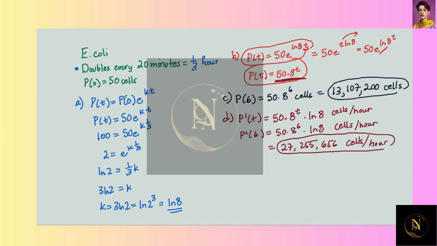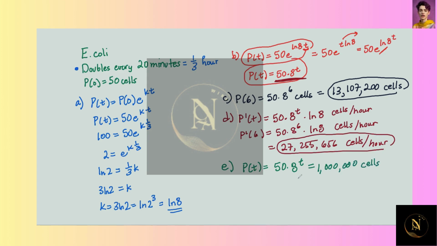Okay, so last part now, let's do part E. Now we are going to figure out how long it takes to get to 1 million cells. So we're going to set our function, our P of t, which is 50 e to the ln of 8. Actually, I'll use the second one. We have two forms. Let's use the easier one. Okay, so 50 times 8 to the t. We need to make that equal to 1 million cells, and we're basically just going to solve for t.